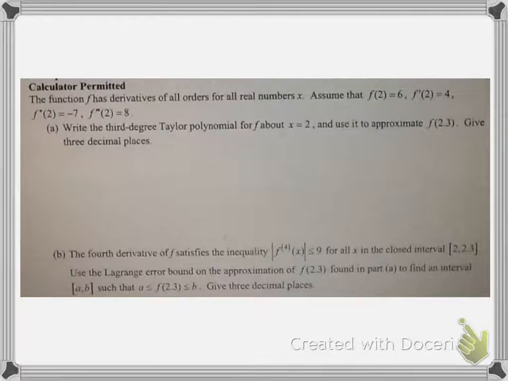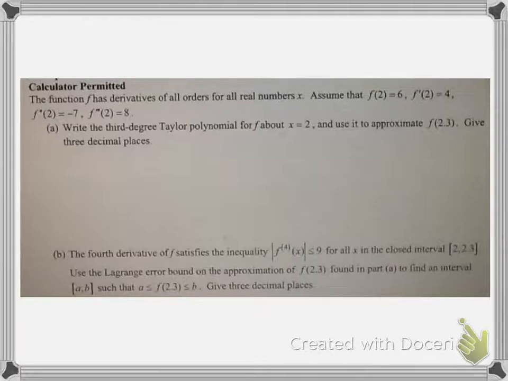The fourth derivative of f satisfies an inequality: the magnitude of the fourth derivative of f is bounded by 9 for all x in the closed interval 2 to 2.3. Now we want to use the Lagrange error bound on the approximation of f of 2.3 found in part A to find an interval AB such that A is less than or equal to f of 2.3, which is less than or equal to B, and we want to give that to 3 decimal places. So we'll get to that part in just a moment. Part A should be fairly straightforward, and you should be able to write that third degree Taylor polynomial. So pause the video and go work that out.